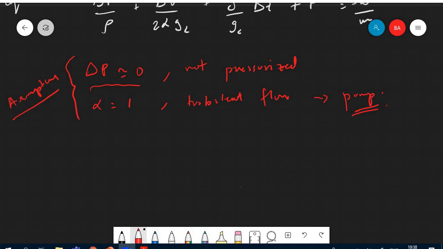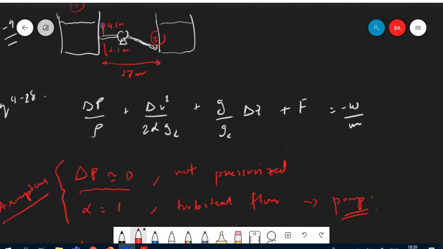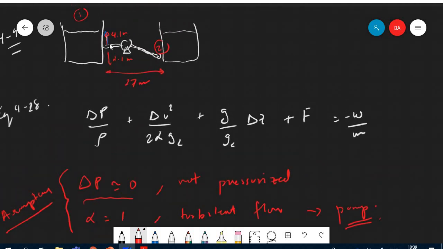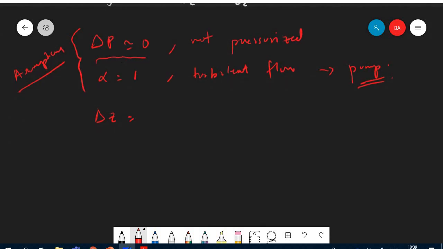Okay, what information do I have? From delta z, I can see there's a distance of 2.1 meters down here from this point, and the distance is 4.1 meters from this point. So from point 1 to 2 I have 4.1 plus 2.1, right? So in this case my delta z is equal to 2.1 plus 4.